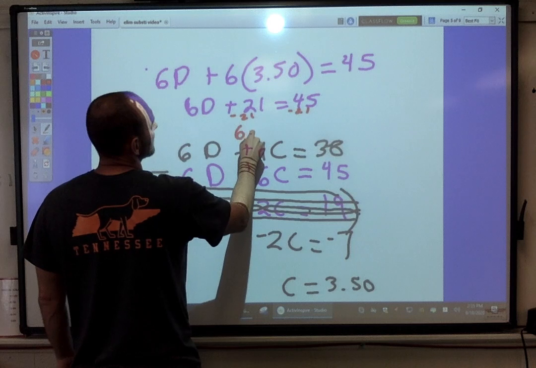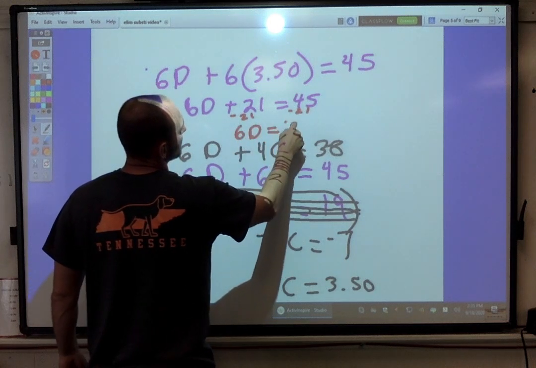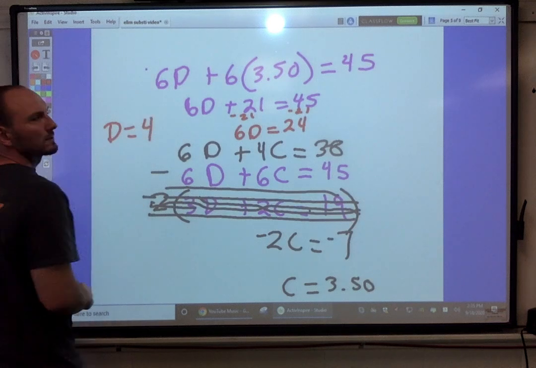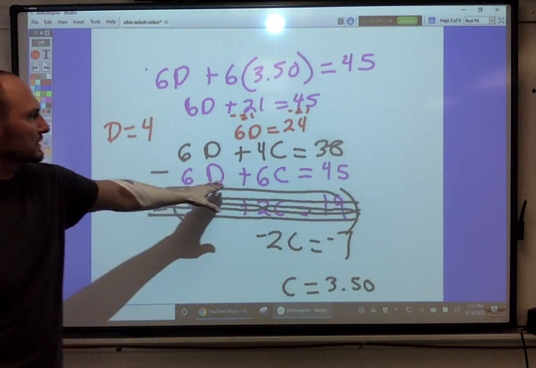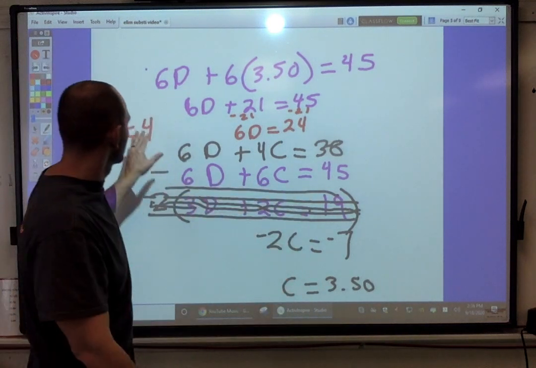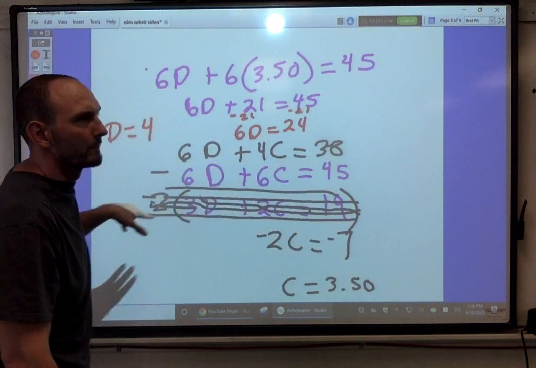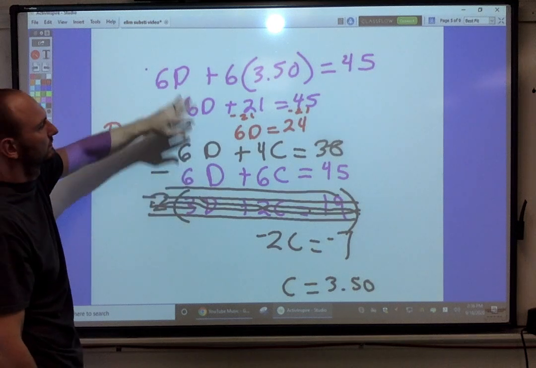We have 6 dog brushes equal to 24. So the dog brushes are $4 apiece. I didn't use this one, so I'm going to try both prices and see if they work in the other equation here, since I just used the purple.